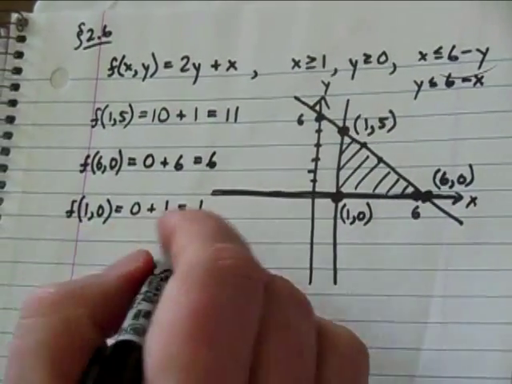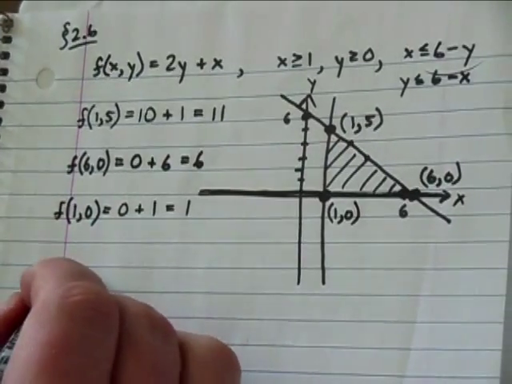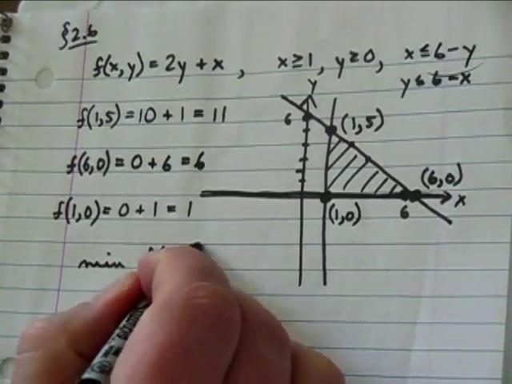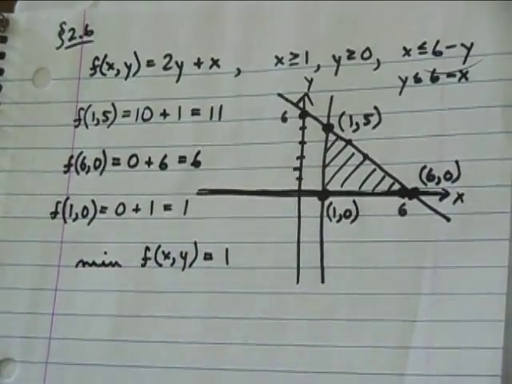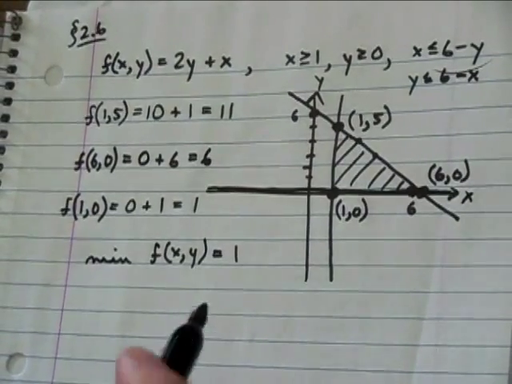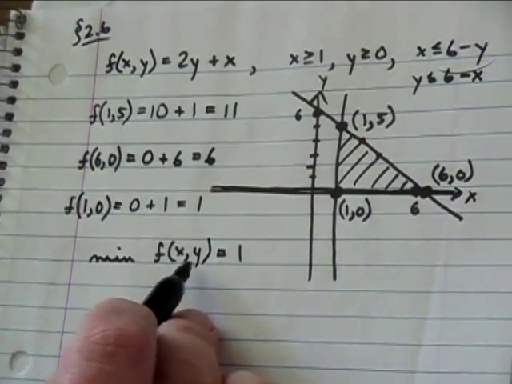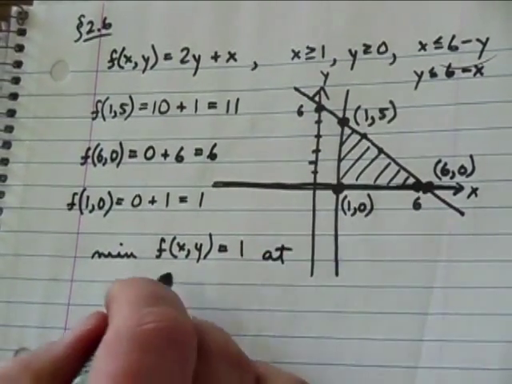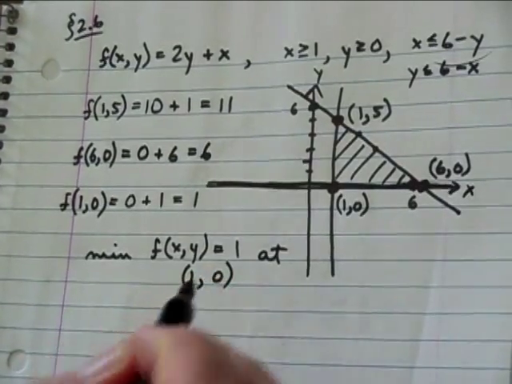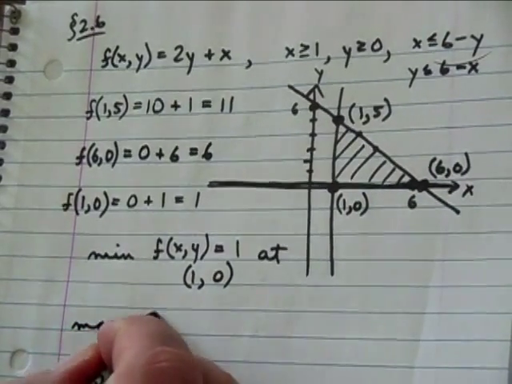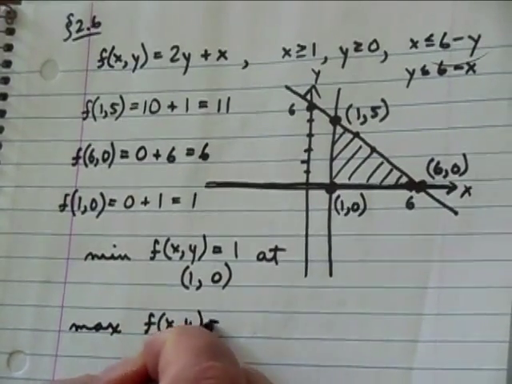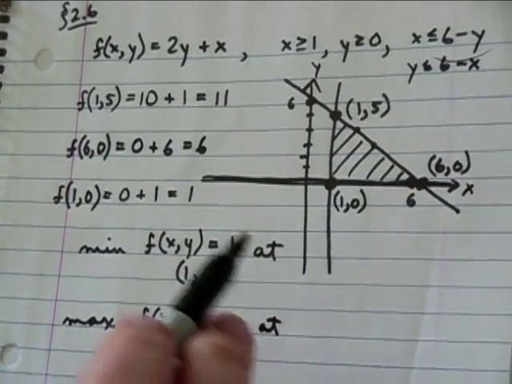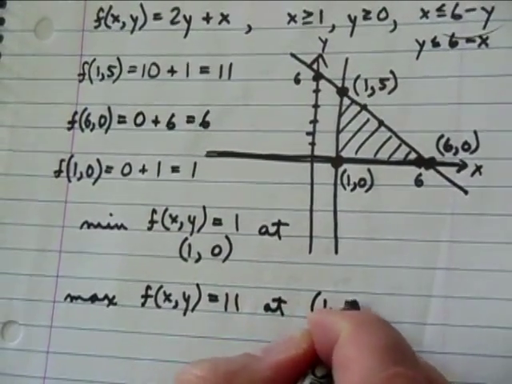So looking at these values, I can tell then that my minimum value of f is equal to 1, because that's the smallest that came out of the vertices. And if you want to be more specific, you can say it's a minimum value of f(x, y) equal to 1 at the point (1, 0). And then you obtain a maximum value for the function, and the function is equal to 11 at the maximum, and that occurs at the point where x is 1 and y is 5.